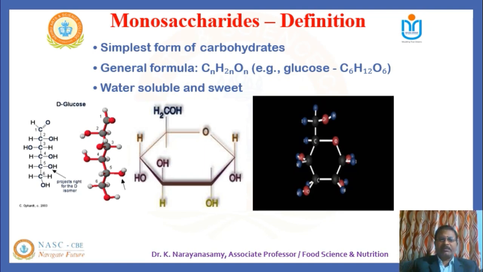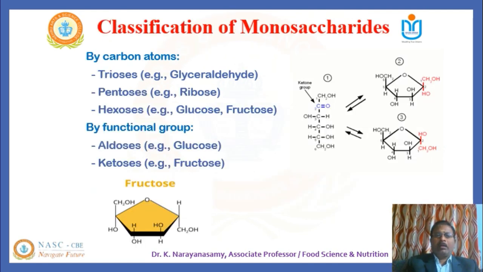And the bead structure of the D-glucose. This is the ring structure. Haworth projection formula of glucose. And the beads of the Haworth projection formula. Monosaccharides can again be classified by number of carbon atoms. For example, trioses, example glyceraldehyde; pentoses, example ribose; hexoses, that is 6 carbon sugar, example glucose and fructose.